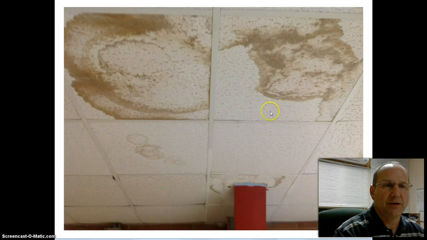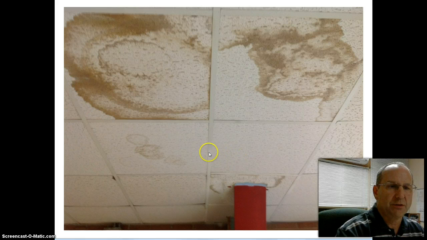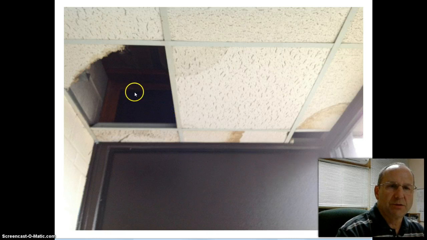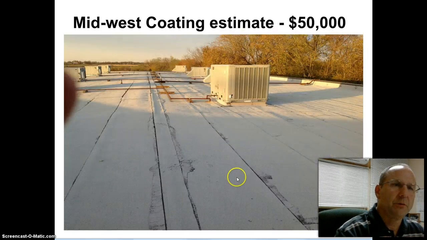This is right inside our main entrance to the building. You can see that the roof leaks there. This is another part of the building, the north entrance, where it's leaked enough that the ceiling tiles have deteriorated to the point of falling down.